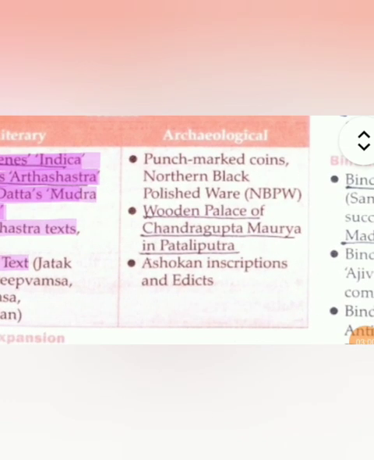Some archaeological findings were also there, like punch mark coins and northern black polished ware. Also the wooden palace of Chandragupta Maurya in Patliputra. This is a very important archaeological finding that gives us very good information about what kind of things happened during the Mauryan Empire. And another important archaeological source is the Ashokan inscriptions and rock edicts.